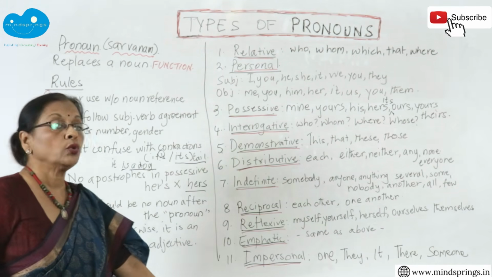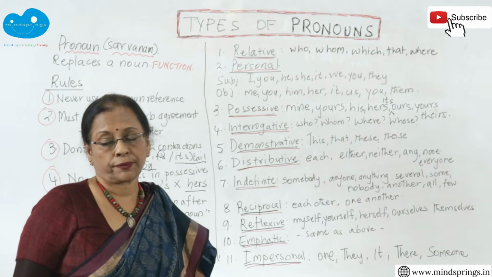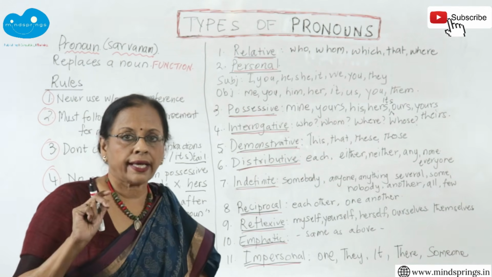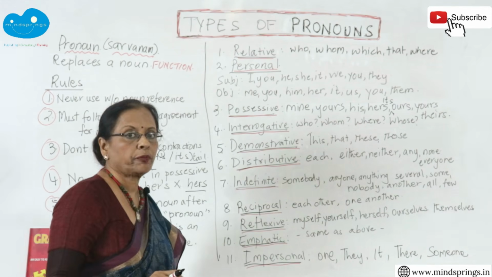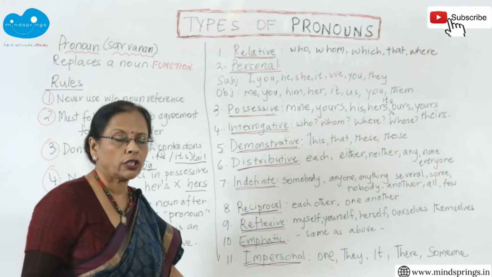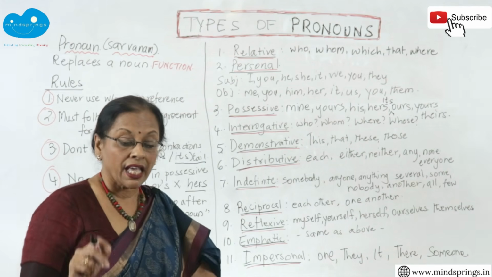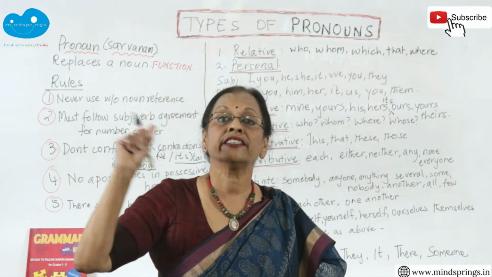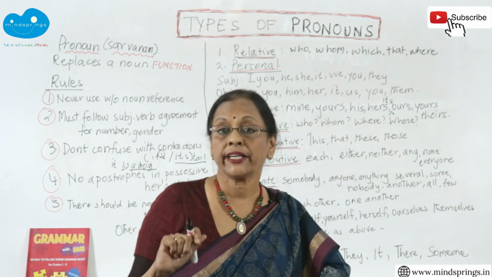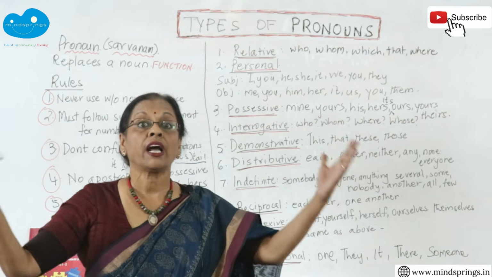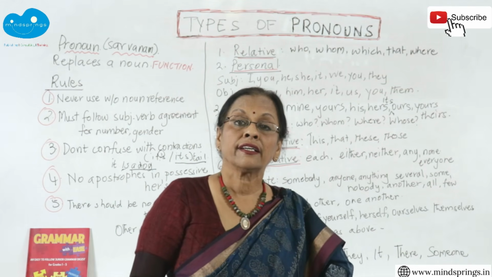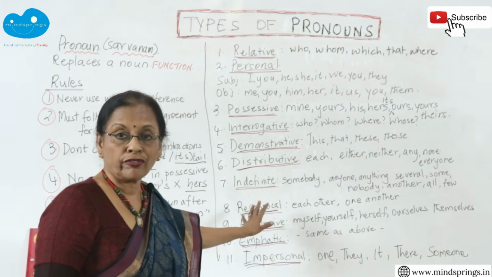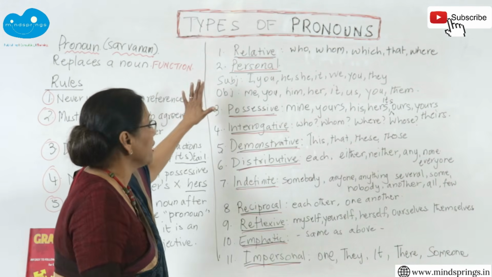Now let's come to types of pronouns. There are 11 types of pronouns, as you can see, quite a lot, but they are very easy. The complication in schools is that it is done in different years. That is why you don't remember any of them, because you don't have an umbrella view of the types of pronouns. That is the problem.